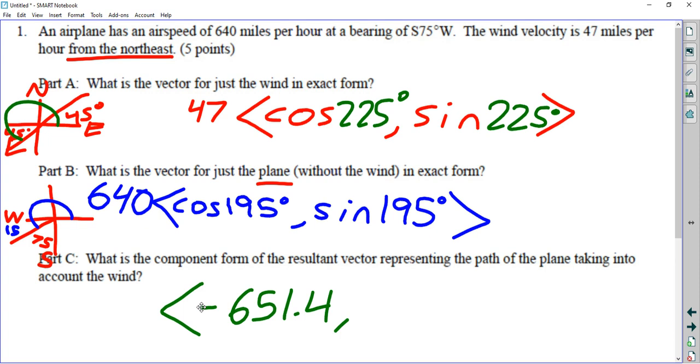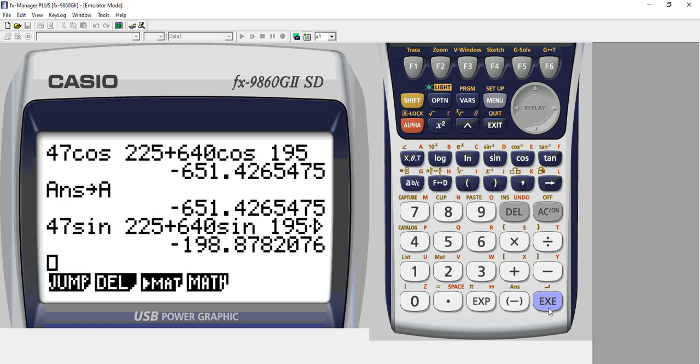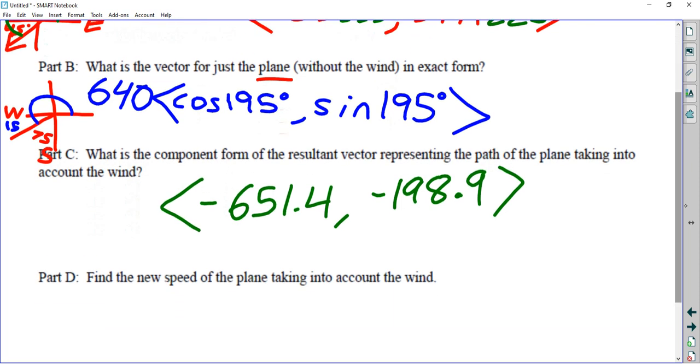All right. Now we need the B component, which is the exact same thing, but we're taking the sine pieces. So it's 47 sine 225 plus 640 sine 195. And we're going to save that, store it as alpha B. Negative 198.9. So that's where the plane actually goes. After the wind blows it just that little bit, that's where it's actually going.